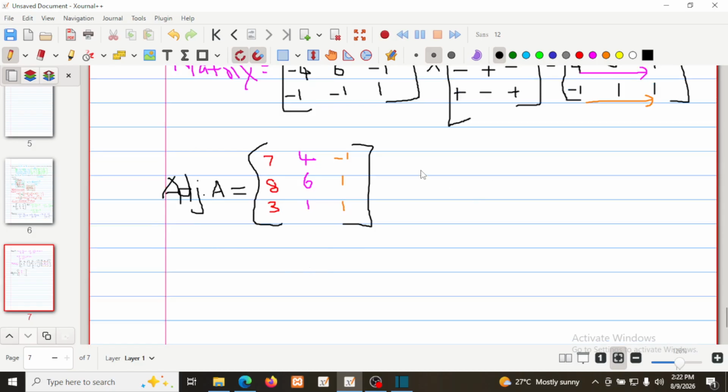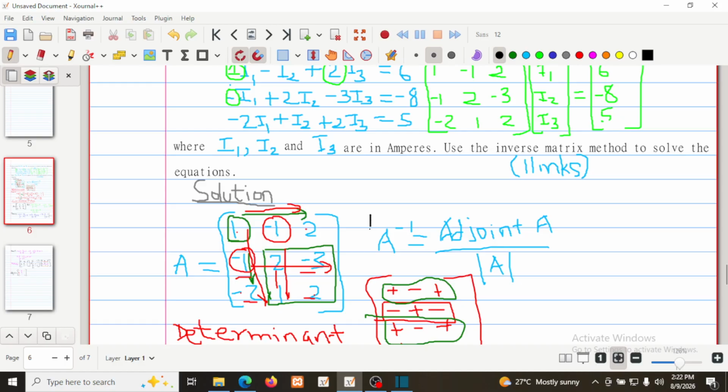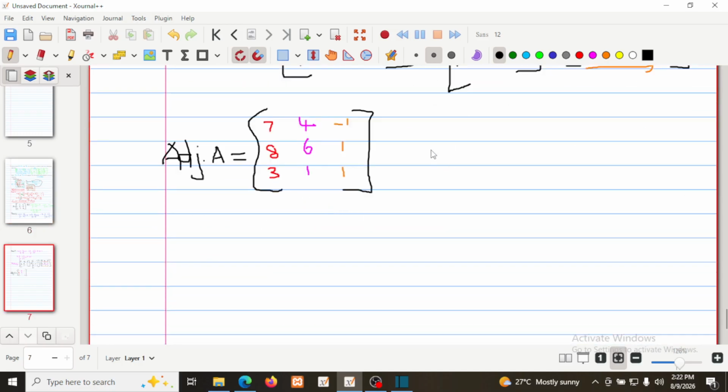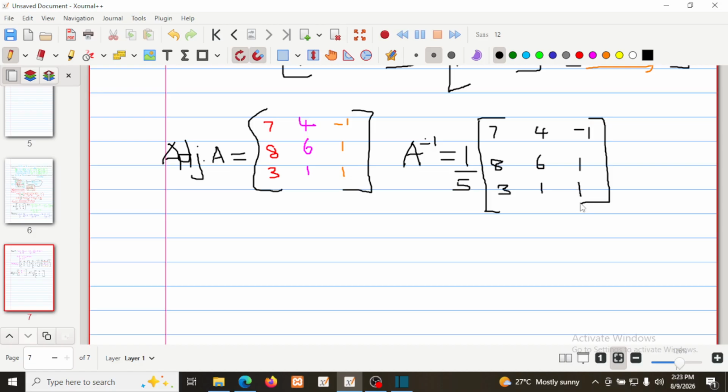So remember, our intention was to calculate the inverse of our matrix. This is our formula for the inverse, which is the adjoint we have found, and the determinant is here. So let's compile. We now say that the inverse of matrix A is the determinant as a fraction, followed by our adjoint: 7, 4, negative 1, then 8, 6, 1, 3, 1, 1. This is the inverse of the A matrix.